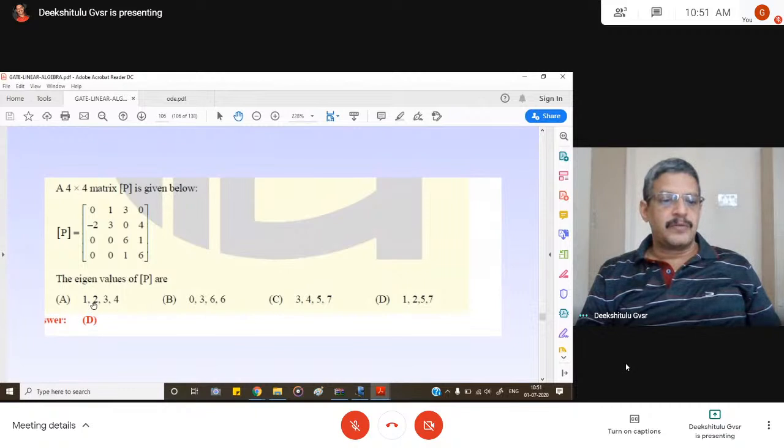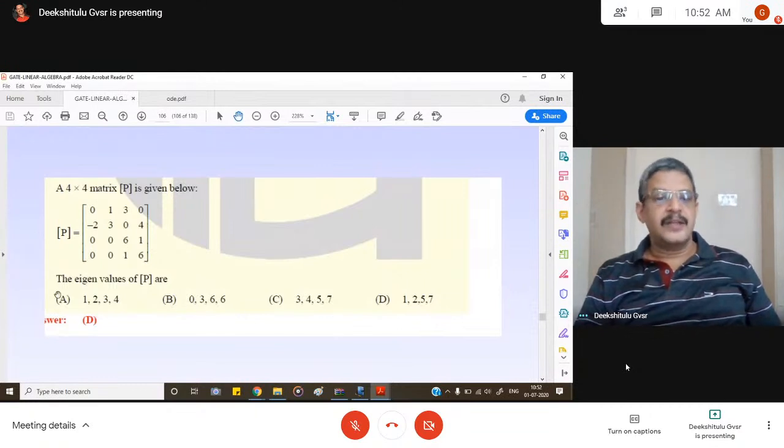Here 1 plus 2 plus 3 plus 4, 3, 3, 6 plus 4, 10. So A is not the answer. 0 plus 3 plus 6 plus 6 is 15. But don't come to a conclusion, because other options may also have a sum of 15. Here 3 plus 4, 7 plus 5, 12 plus 7, 19. Now A and C are not the answers. Here see what happens. 1 plus 2, 3 plus 5, 8 plus 7, 15. So B and D have a sum of eigenvalues equal to the trace of the matrix.